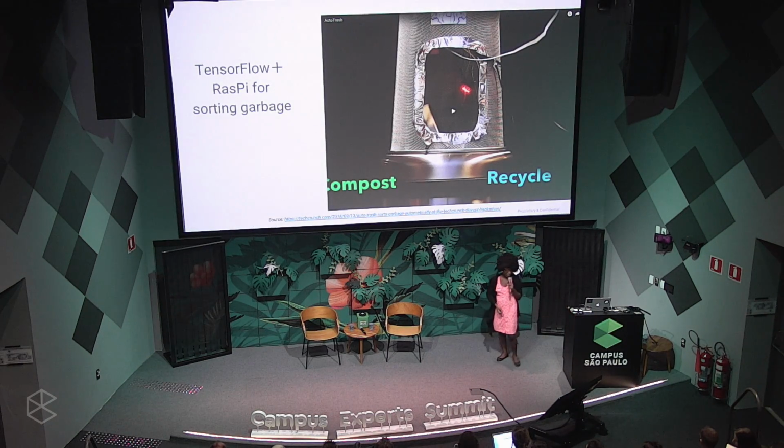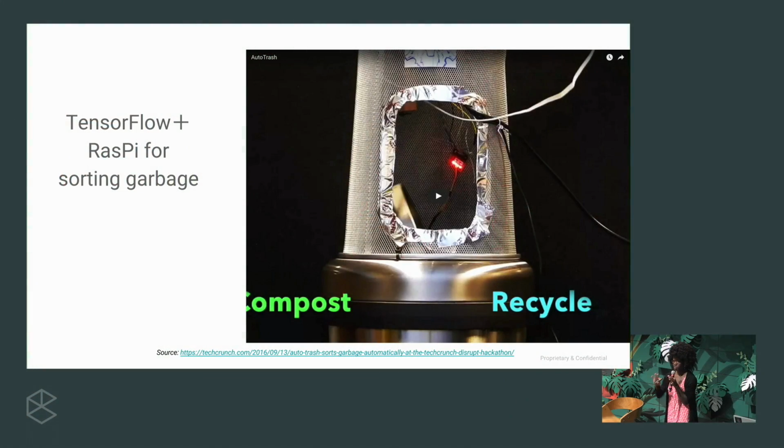The second example is TensorFlow plus Raspberry Pi for sorting garbage. It's a similar one to the cucumber sorter, except here we're doing compost versus recycle. Again, there's a camera at the top that takes a picture of whatever trash you put on the garbage can, and based on the model, which learns whether it's compost or recycle, the cover of the bin flips one way versus the other way.